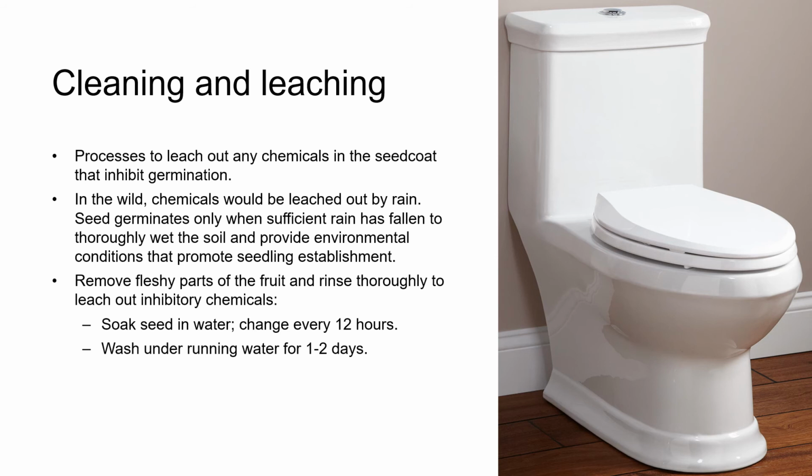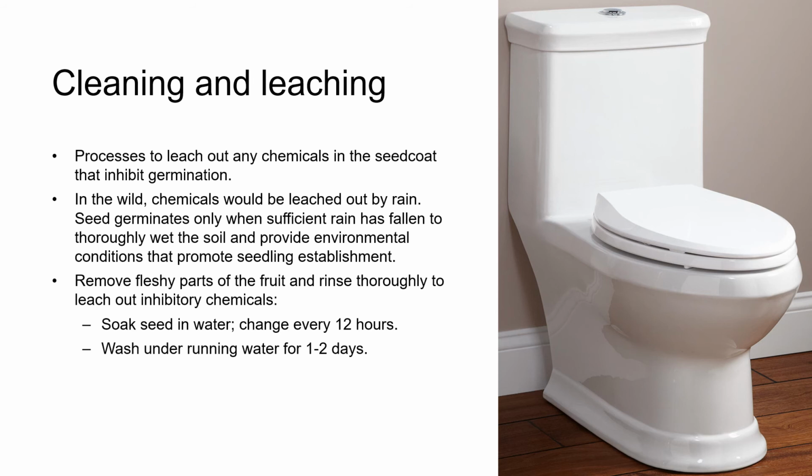There are two ways in which we can leach seed at home or in the nursery. One is to just soak the seed in a container of water, change the water every 12 hours or so, and repeat this process for several days. The second method is to wash the seed under constantly running clean water for 1 to 2 days. Clearly, this is incredibly wasteful of water and completely inappropriate in most parts of the world, not just California, where water's a valuable and scarce resource.